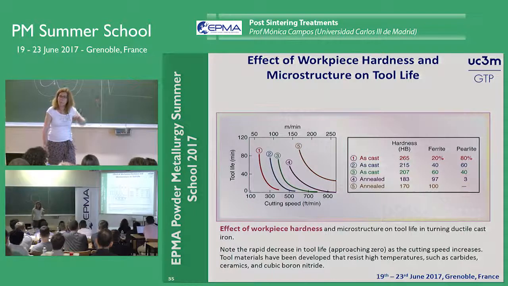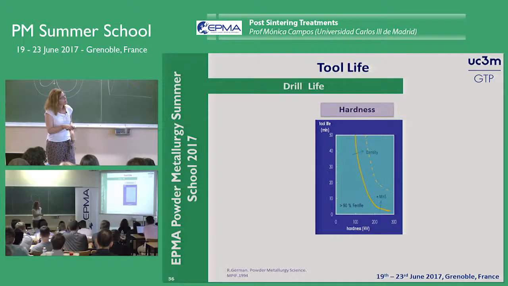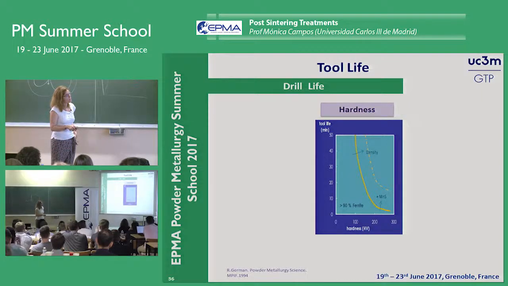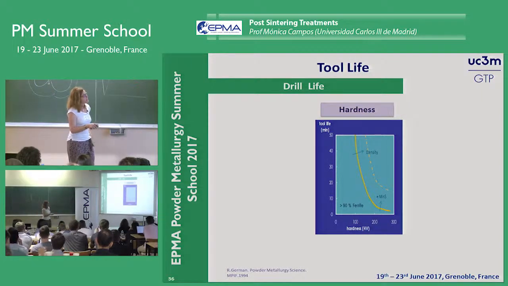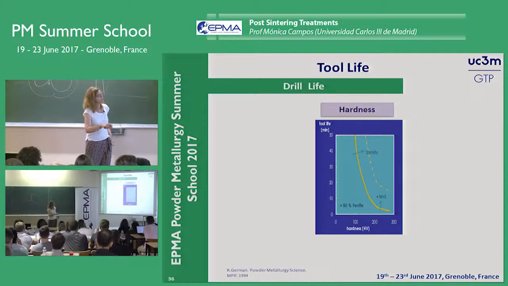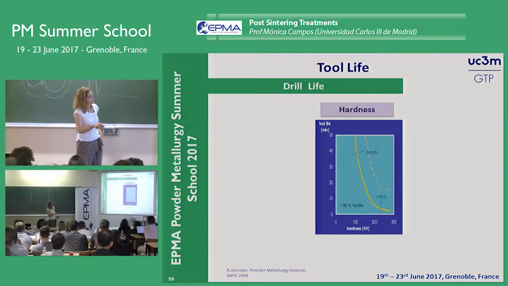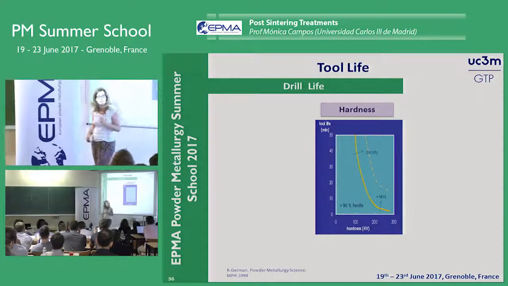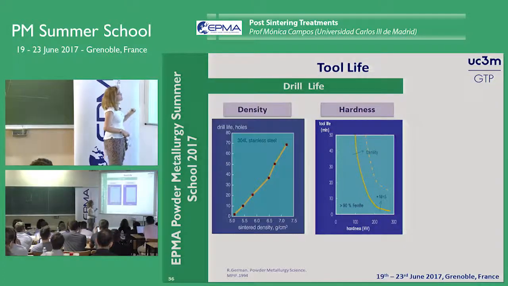What happens in PM materials? In PM materials, taking into consideration the hardness, this is the plotted hardness, more than 90% of ferrite. Look how the tool life that we can expect decreases as well as we increase the hardness, and how it is possible to move this curve to a higher level by increasing the density or by the addition of different additives into the microstructure. What happens if we increase the density?